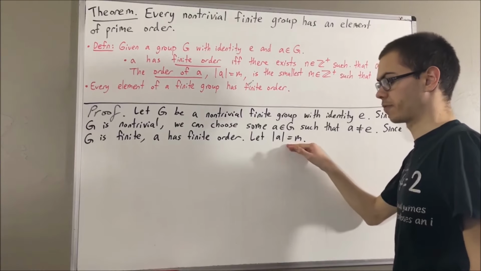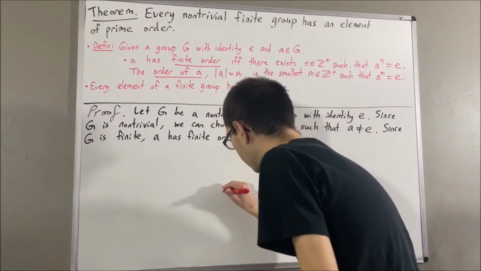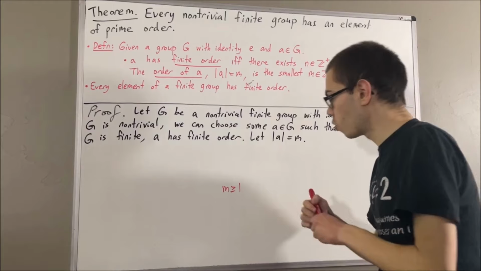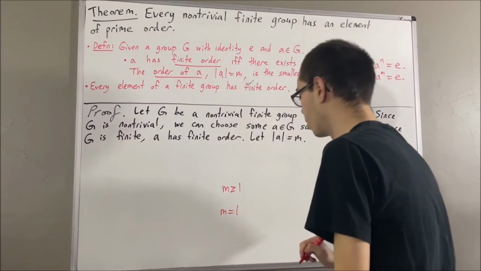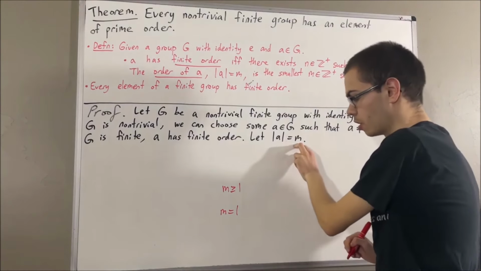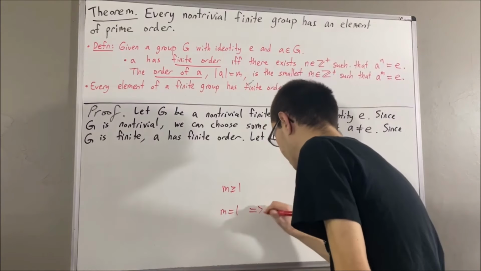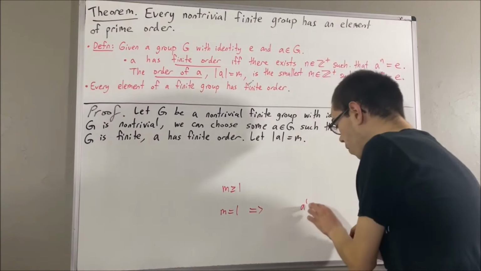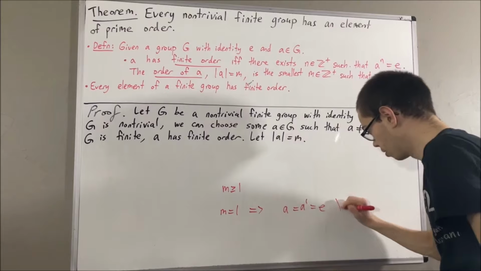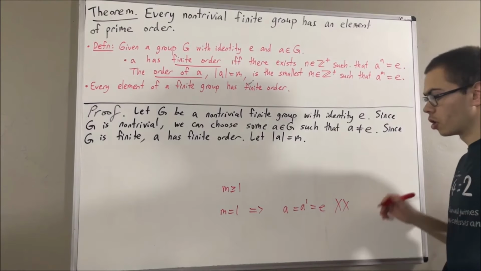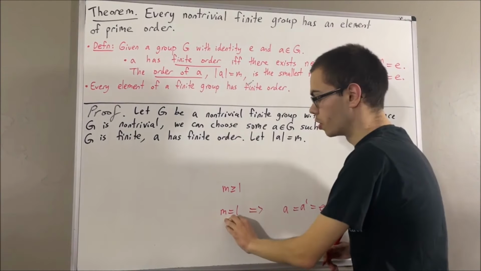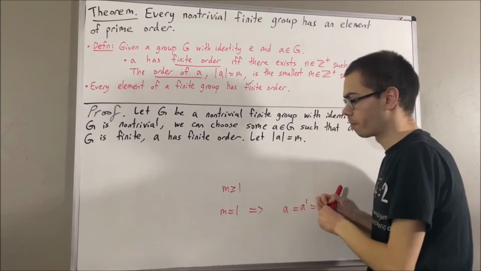Now, the order of a is a positive integer, so we know that m is greater than or equal to 1. But the claim is that m is strictly greater than 1. Because what happens if m is instead equal to 1? Well, by definition of the order of an element, we know that a to the power of m is equal to e. So, in this case, a to the power of 1 is equal to e. But a to the power of 1 is equal to a, so this implies a is equal to e, which contradicts the fact that a is not equal to e. So we reach a contradiction. Our assumption that m is equal to 1 leads to a contradiction, so we can't have m equal to 1. Therefore, m must be strictly greater than 1.